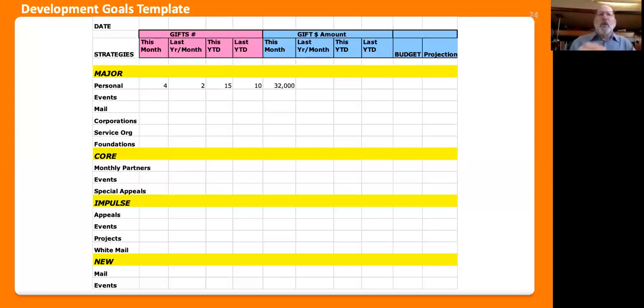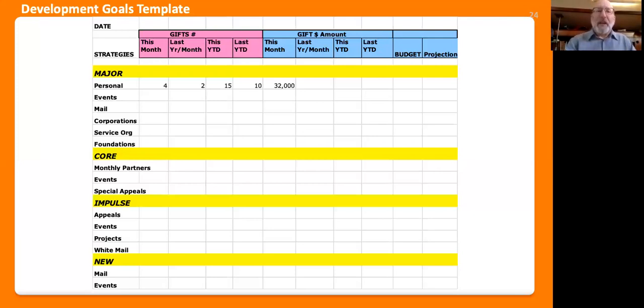Sorry. All right. So here's what we have. We have 2 sections to measure the results of your development work. The left 4 columns are number of gifts. How many did you get? And the right amount, the blue ones, the first 4 are dollar amounts. So this month we got 4 gifts, compared to last month, we got 2. This year to date, we have 15, whereas last year to date, this time, we only had 10. Now, those total $32,000 last year, blah, blah, blah.